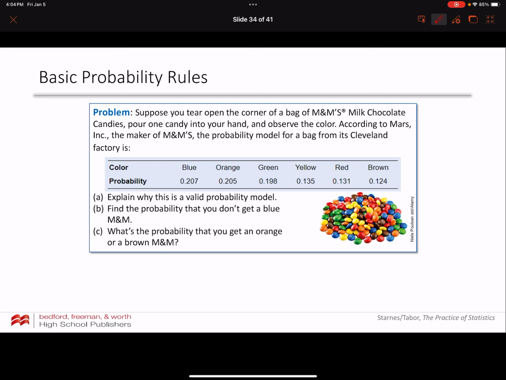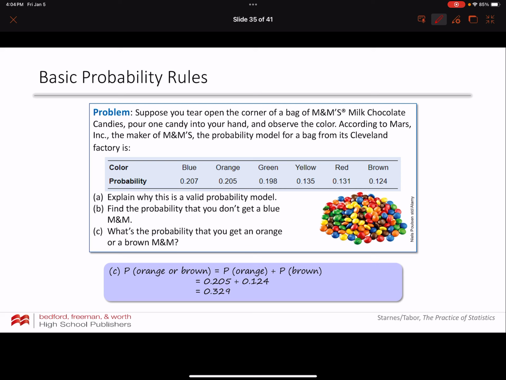So if I say what's the probability that you get an orange or a brown, you can find each individual probability and add them up. And again, I know you know that rule already, but I want you to connect that rule that you know and love to the definition of mutually exclusive or disjoint events. I can only add those together because when I pick one M&M, let's say I pick this one little M&M there, it can't be both brown and orange at the same time.